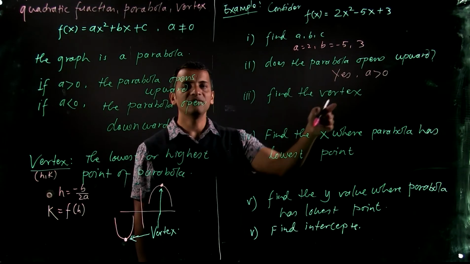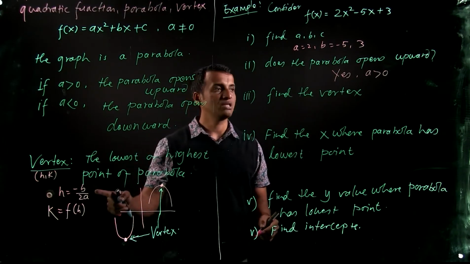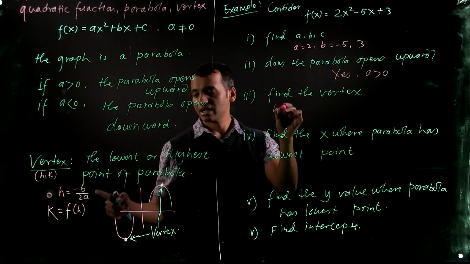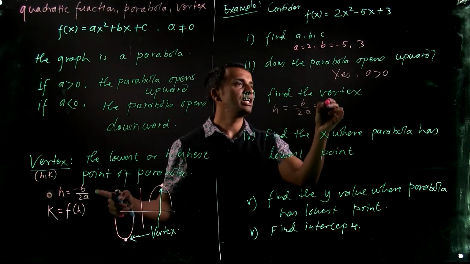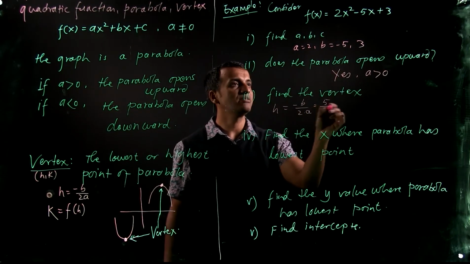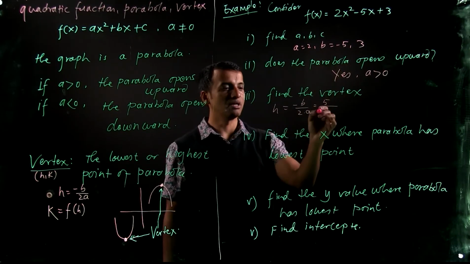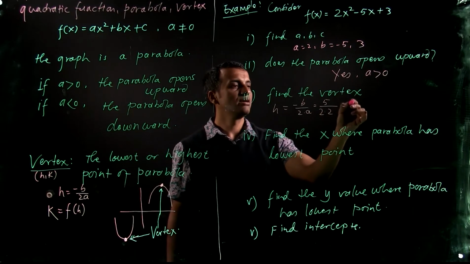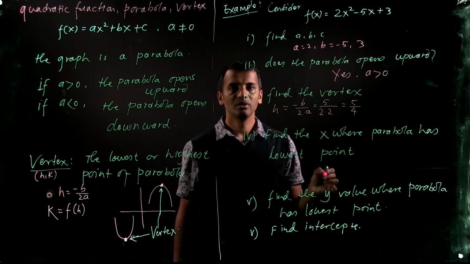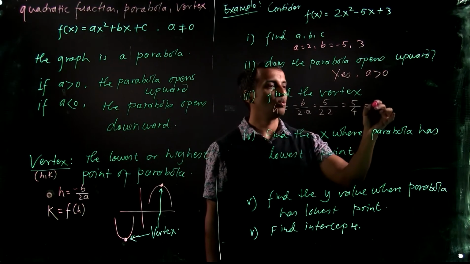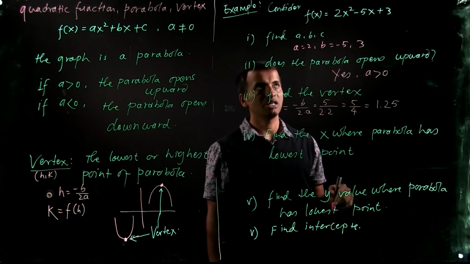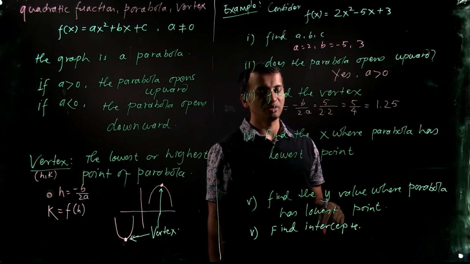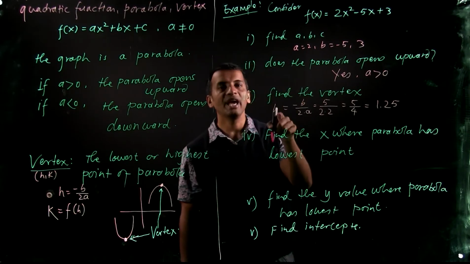Now find the vertex. How do you find the vertex? You use that formula, right? So h is found using negative b over 2 times a. Negative b will be 5, because negative 5 becomes positive 5. 2 times 2 is 4, so that is 5 over 4. Or in other words, you can write 1.25. This is h.